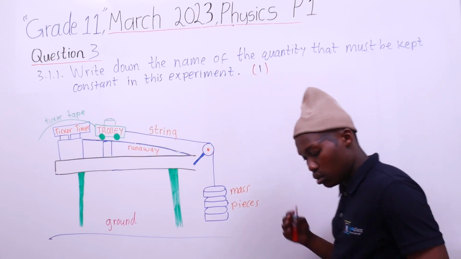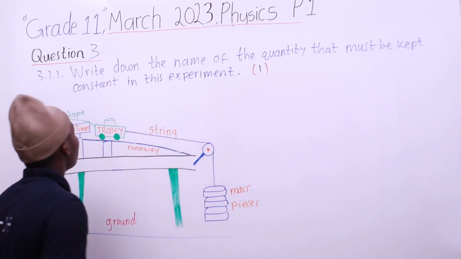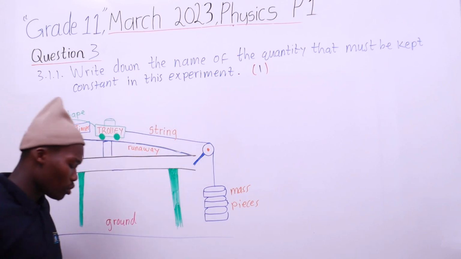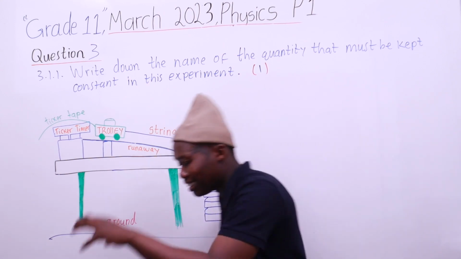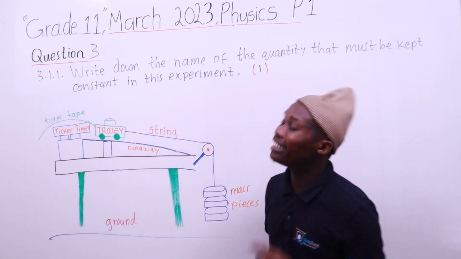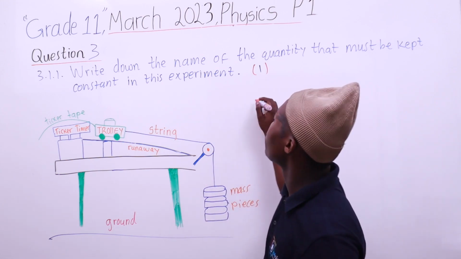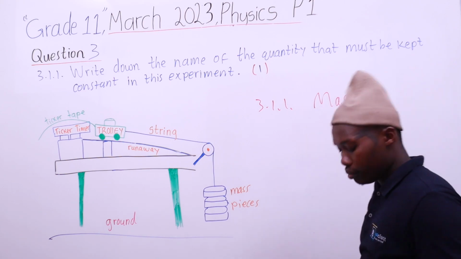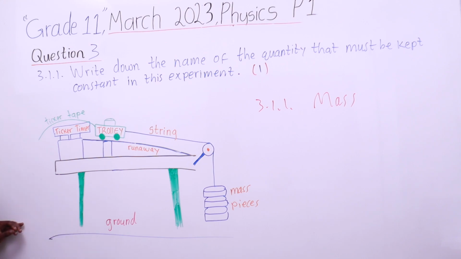Alright, so here is the question I mentioned that we must start with. Write down the name of the quantity that must be kept constant in this experiment. So what must be constant, what must not change, because it is the thing that can affect many other things. There are many things present, and the most obvious answer for 3.1.1 is mass. Mass must be constant every time.